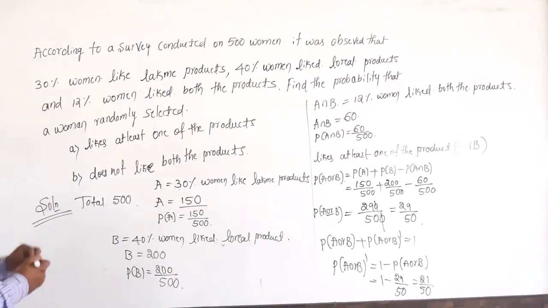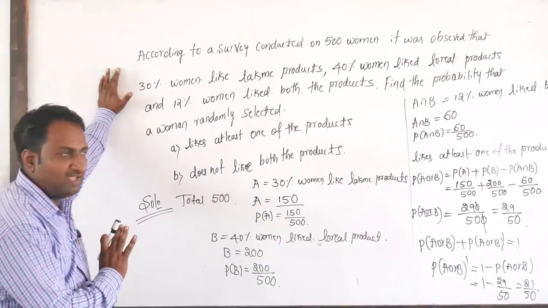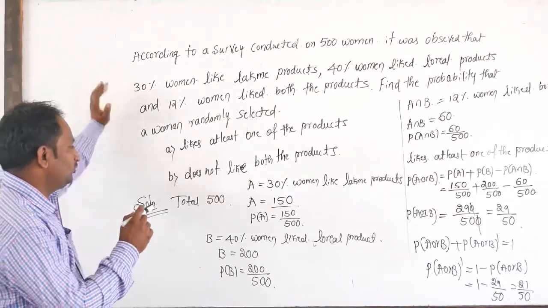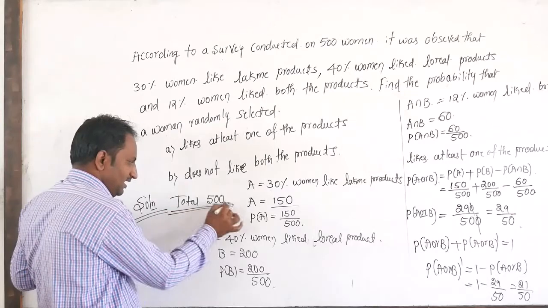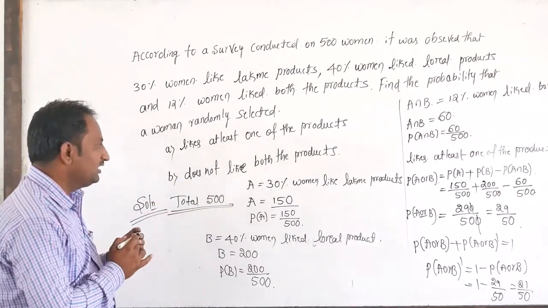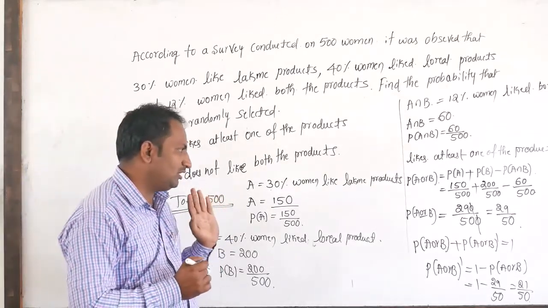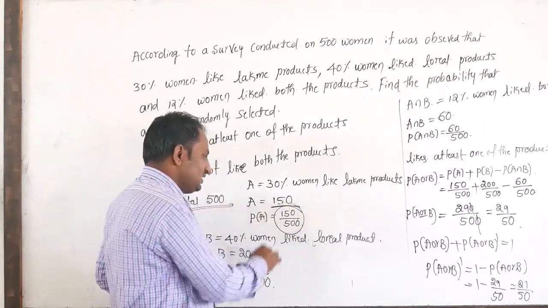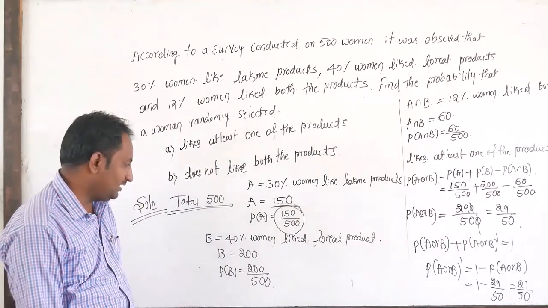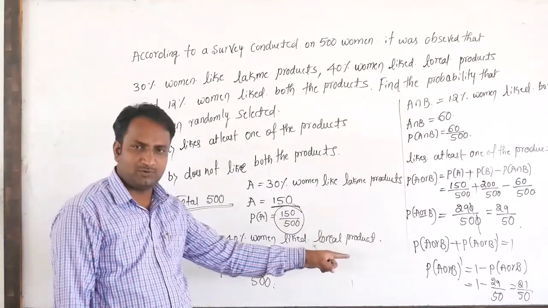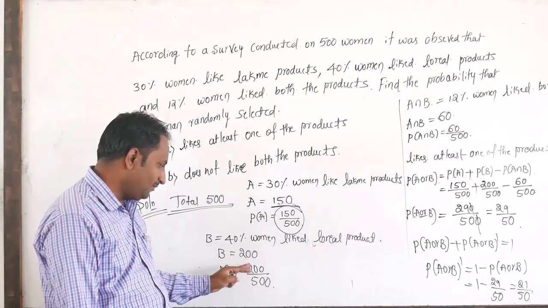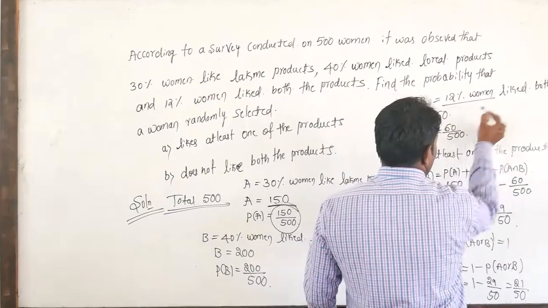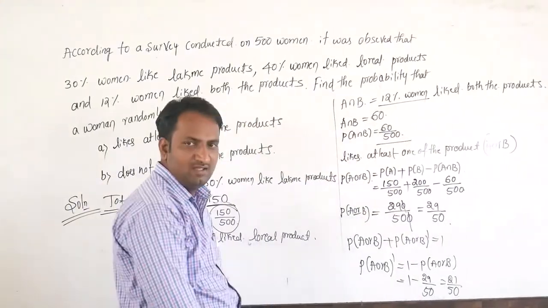Here there is a survey, and this survey is conducted on 500 women. On these total 500 women, 30% of women like Lakman products. 30% means 150, so the probability of this event is 150 divided by 500. 40% like L'Oreal products, which is 200, so the probability is 200 divided by 500. 12% like both, and its probability is 60 divided by 500.